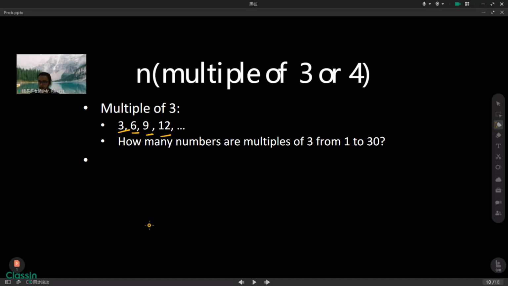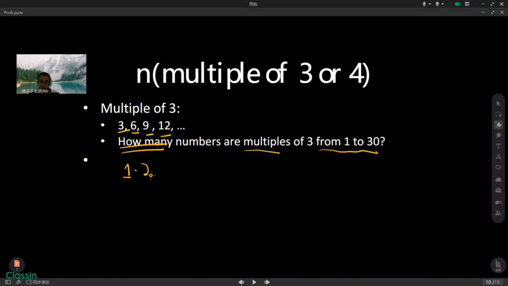But here comes the question. How many numbers are the multiples of 3 from 1 to 30? Could you spend 5 or 10 seconds to think about the question? I recommend you write out all the numbers and try to find the basic rules. We pause for 5 seconds. Does anyone want to answer my question? It's okay. Let me explain the answer for you.